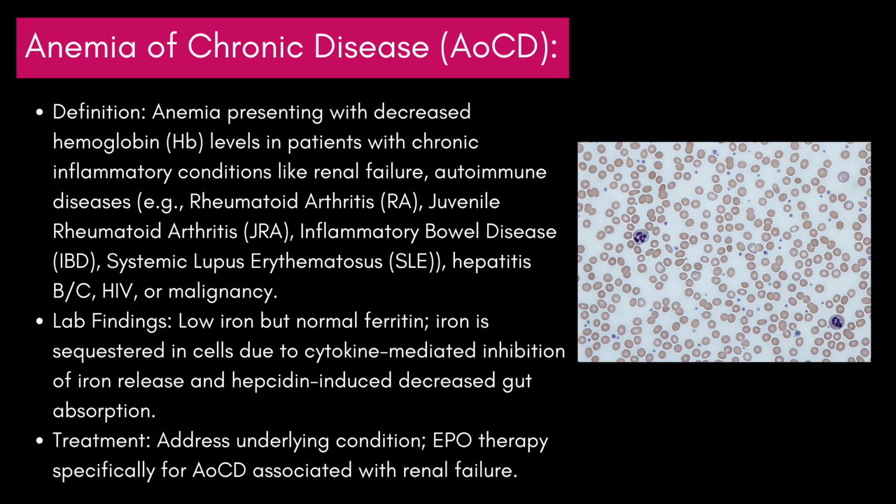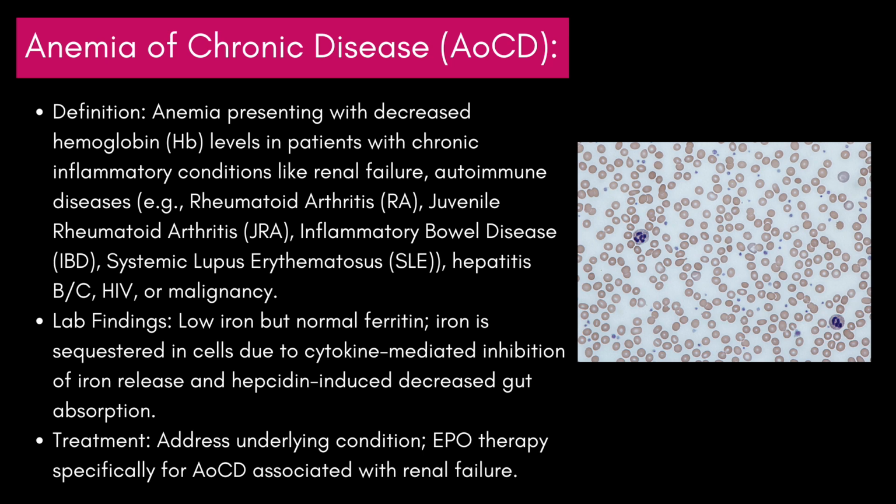All right, let's start off by taking a deep dive into anemia of chronic disease. Definition: anemia presenting with decreased hemoglobin levels in patients with chronic inflammatory conditions like renal failure, autoimmune diseases, for example, rheumatoid arthritis, juvenile rheumatoid arthritis, inflammatory bowel disease, systemic lupus erythematosus, hepatitis B, hepatitis C, HIV, or malignancy.